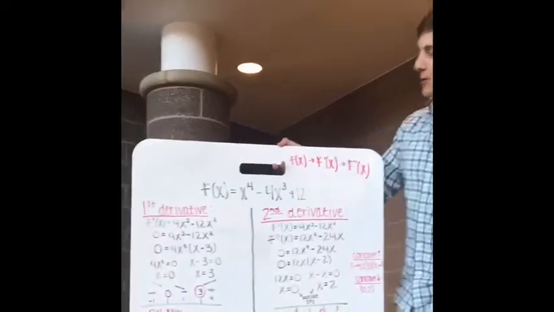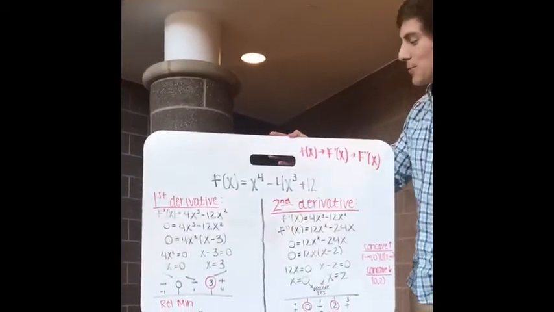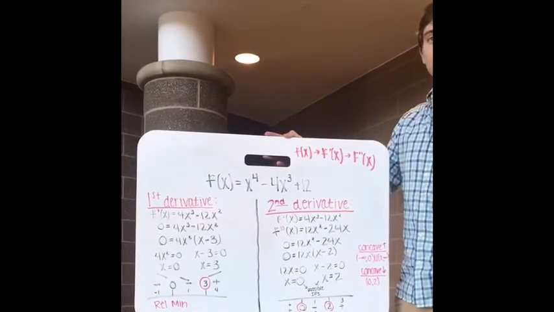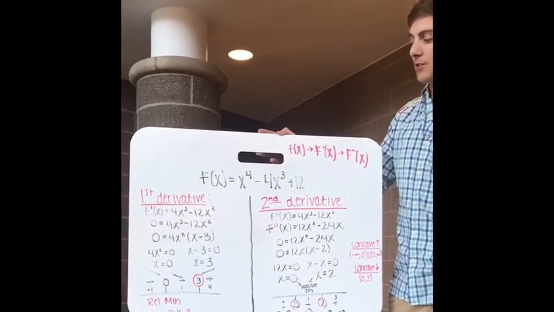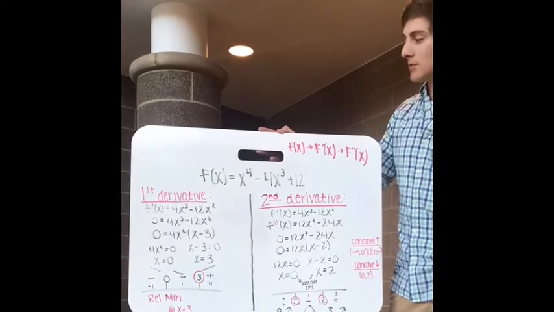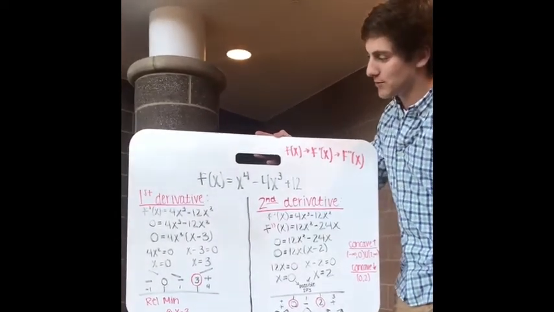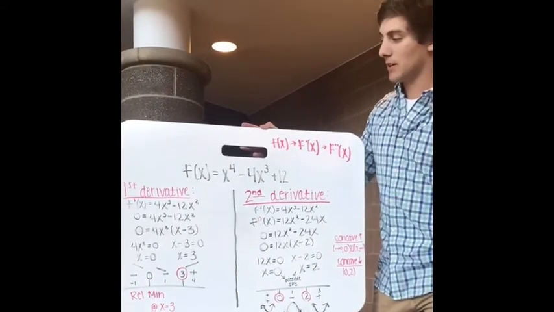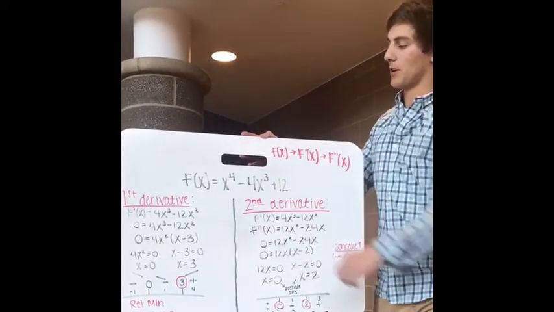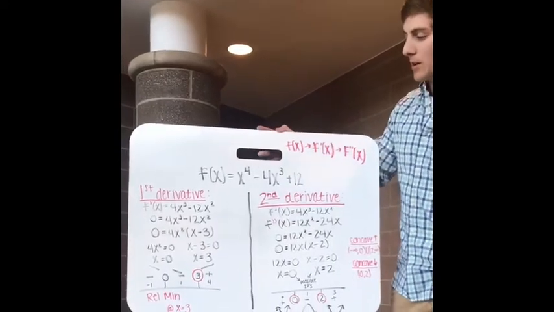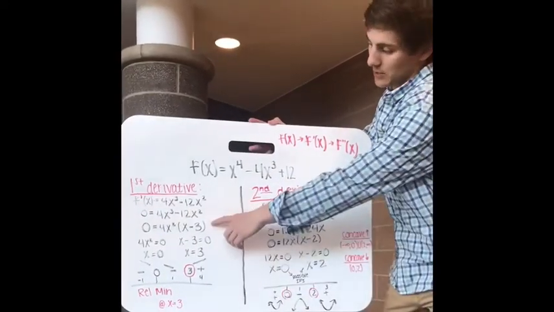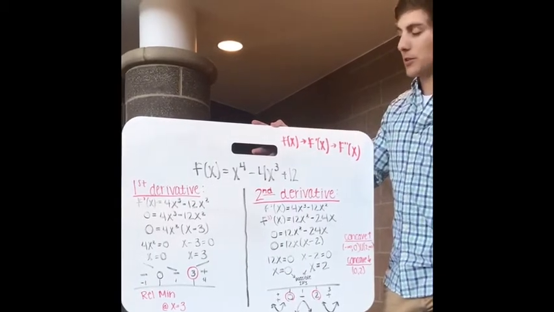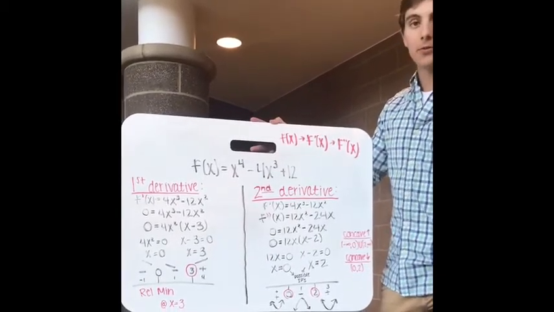So here we're working with the equation f of x equals x to the 4th minus 4x to the 3rd plus 12. We're going to find the first derivative to figure out if it's increasing or decreasing to find relative maxes and mins. So the first derivative is 4x to the 3rd minus 12x squared. We find this by multiplying the exponent out front and subtracting 1 from the exponent. You take that and you factor out a 4x squared, and then you set those equal to 0 and you get x equals 0 and x equals 3.